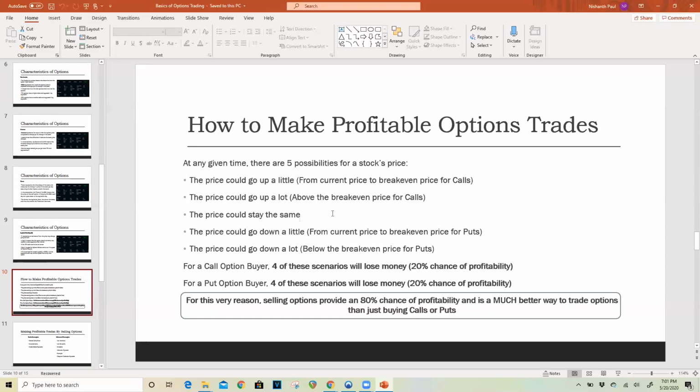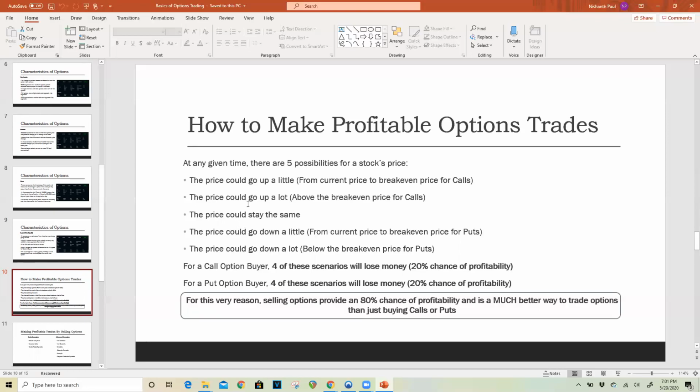The price could stay the same, where you would lose money on both calls and puts. The price could go down just a little bit from the current price to the break-even price for puts, where you lose money. And the price could go down a lot, below the break-even price for puts, which is where you start making a profit.